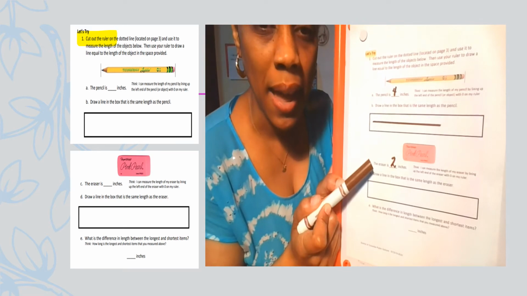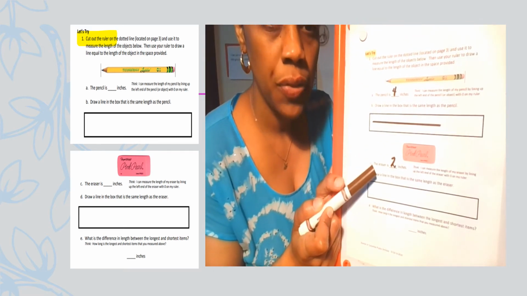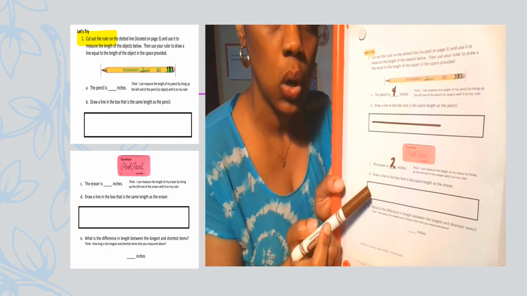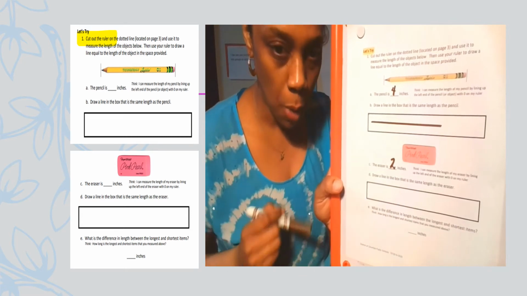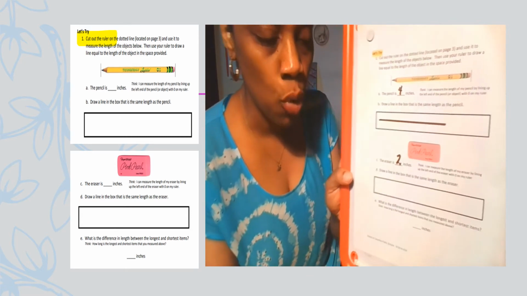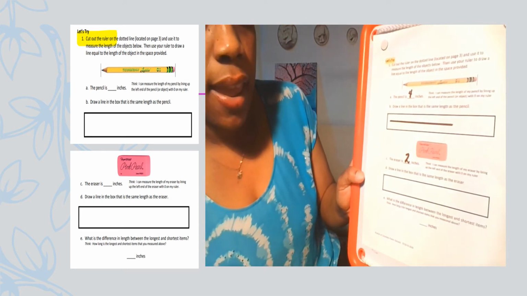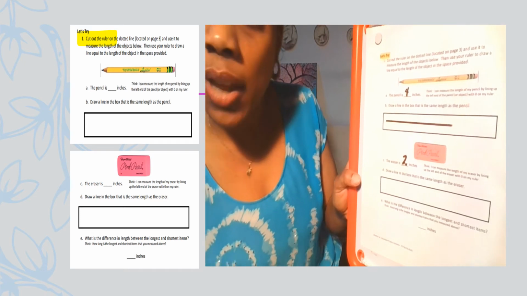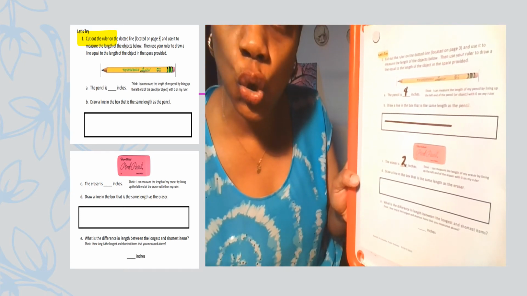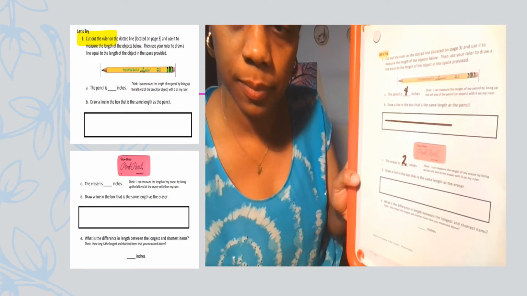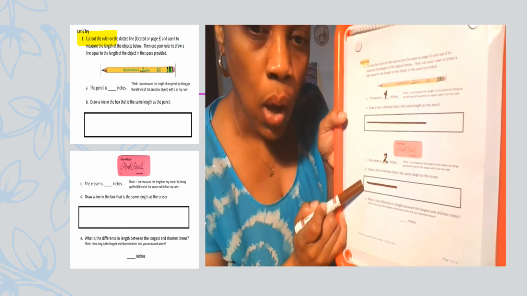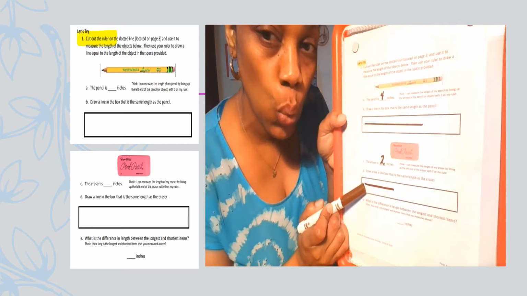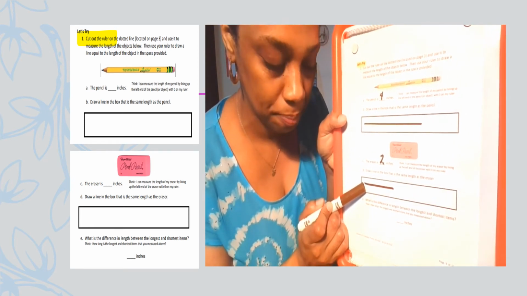So I've written my answer on the recording sheet. The eraser is 2 inches long. The next part, part D, states that I'm going to draw a line in the box that is the same length as the eraser. So I need to draw a line that is 2 inches. So I took my ruler and I drew my line that is 2 inches long.